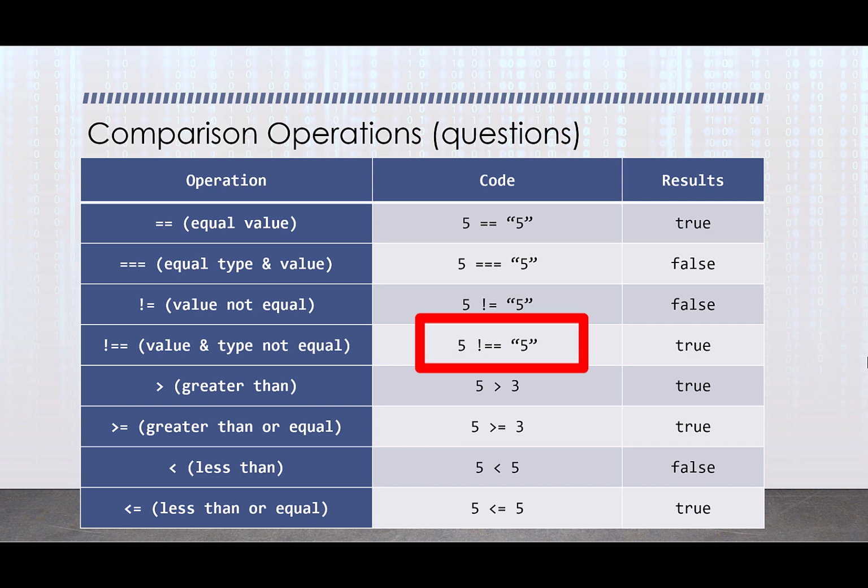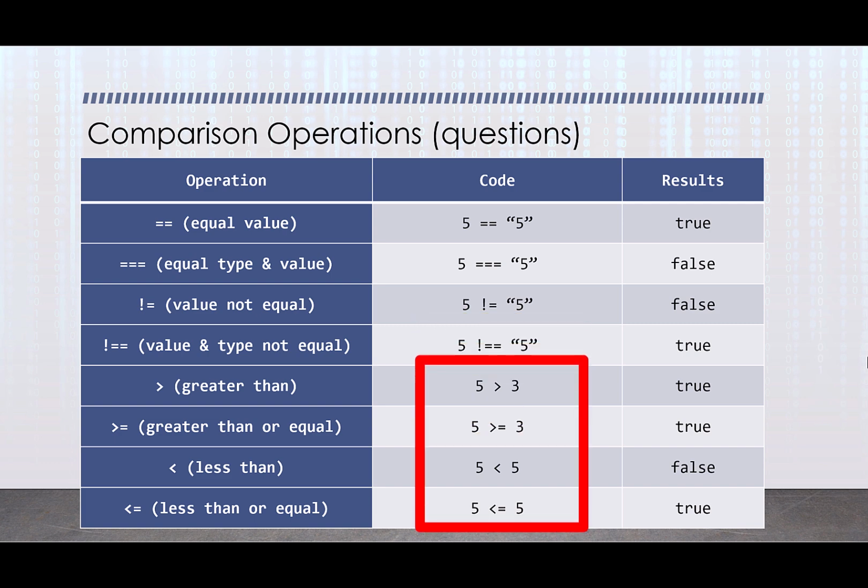Okay, the last four should be pretty intuitive. 5 is greater than 3, that's true. 5 is also greater than or equal to 3. Then the next one, 5 is less than 5 is false, but 5 is less than or equal to 5 is true. Take some time to study this because the first four can get confusing, particularly the ones with the exclamation point, the not operator. It's a logical not operator, okay?